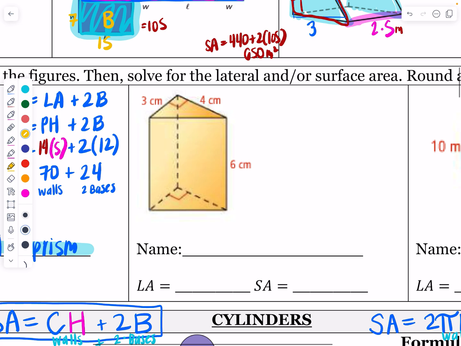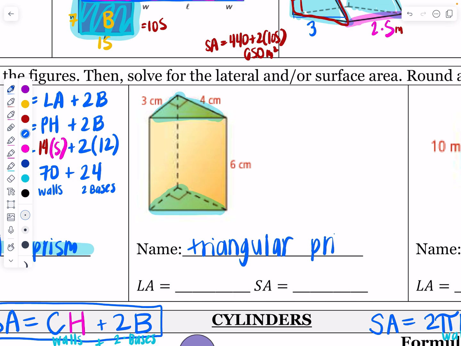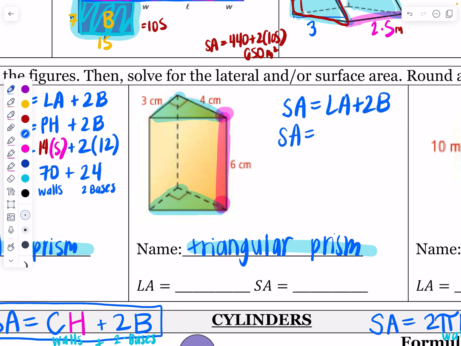So let's look at this next shape. Well, what shape are the bases in this next shape? They're parallel and congruent. They're going to be right triangles. And so that is going to be a triangular prism when we name it. That's important because that's going to tell us which formula to use. So it's a triangular prism, and my height is going to be 6 centimeters between those 2 triangles. And so my surface area is going to be the lateral area plus the 2 bases. Again, I'm going to do the perimeter times the height plus 2 of those bases.